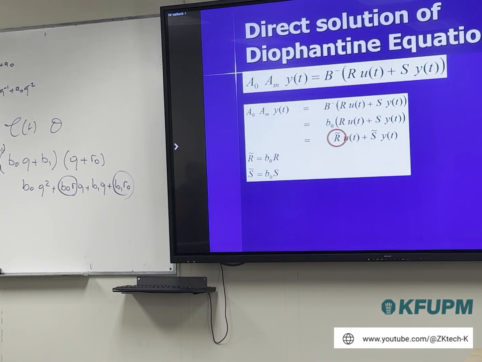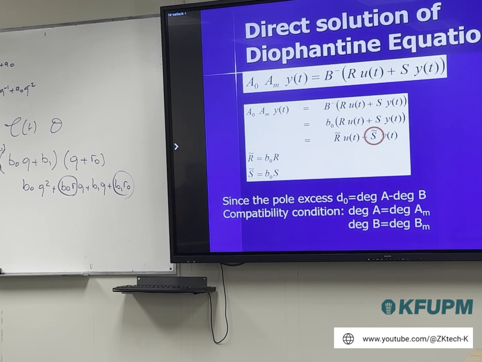And our objective is to find this R tilde and this S tilde, basically from our identification. Then we define the excess poles, which is degree of A minus degree of B. We check the compatibility condition, of course, as usual from the beginning. And then we convert everything to, this is minus D0, so q to the power D0, AM of 1. This is the gain in steady state that we have done last time.